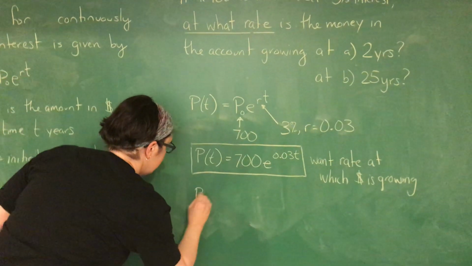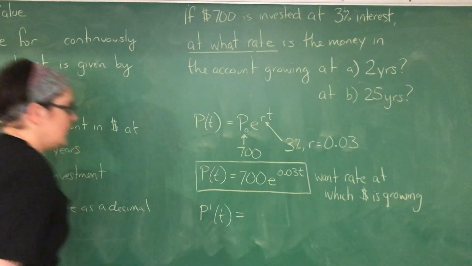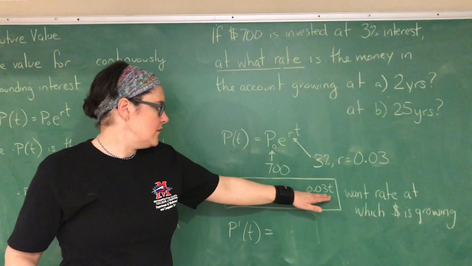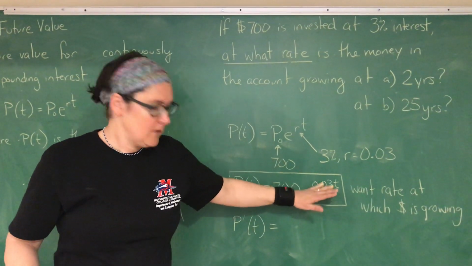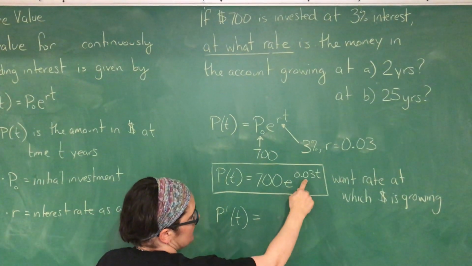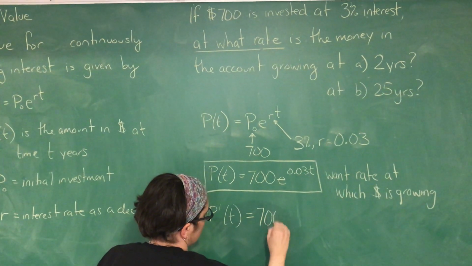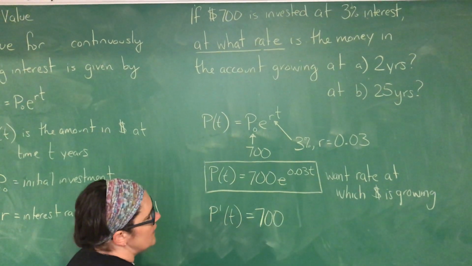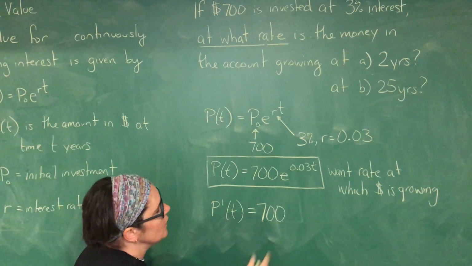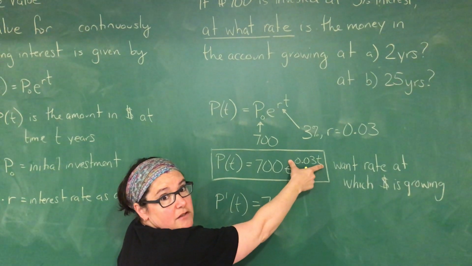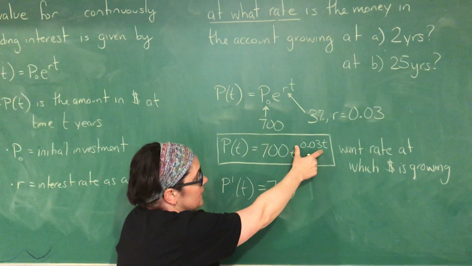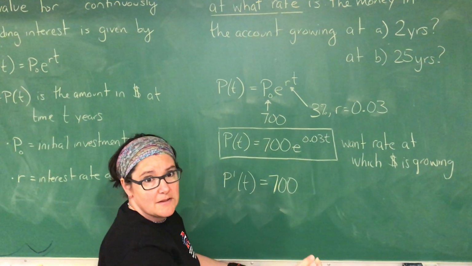So P prime of t says, all right, I want to find the derivative of 700 e to the 0.03 t. All right, that's fine. I have a number times e to stuff, so I copy down the number, 700. And then when I take the derivative of e to the 0.03 t, what I see up here is this thing is fancier than just a variable. So I need to think about using that chain rule for e to the fancy stuff.